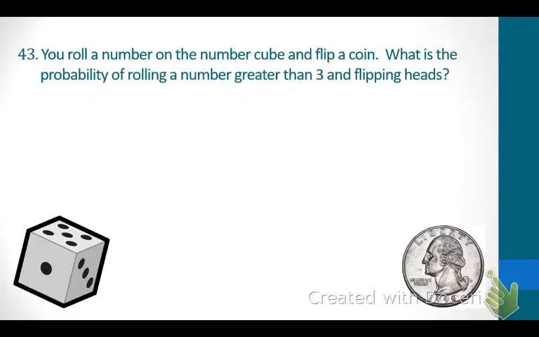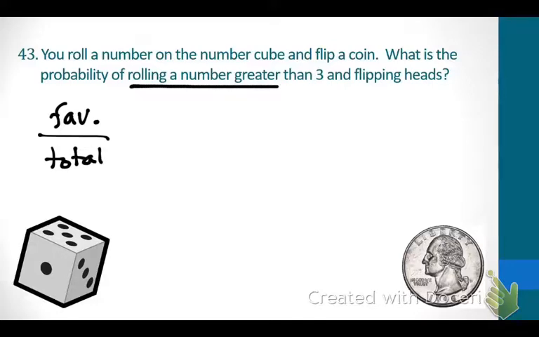You roll a number on the number cube and you flip a coin. What is the probability of rolling a number greater than 3 and flipping heads? Once again, we're working with favorable over total here. Let's focus on the first thing first: rolling a number greater than 3. Guys, on here, how many numbers are greater than 3? 3 of them. 3 out of how many total? 3 out of 6, okay? So we have the numbers 4, 5, and 6. Those are all greater than 3.